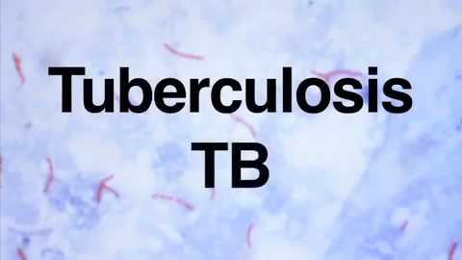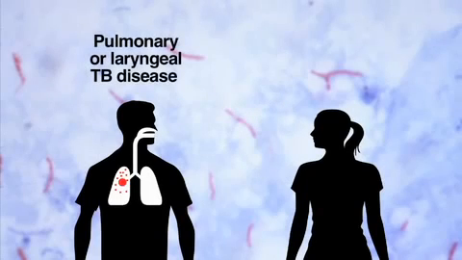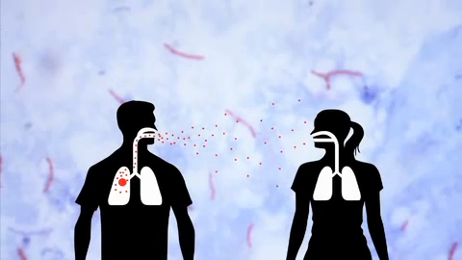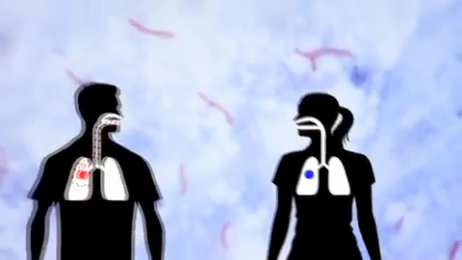Tuberculosis, also called TB, is spread from person to person through the air. People who have pulmonary or laryngeal TB disease can spread infectious particles into the air when they cough, sneeze, shout, or sing. Infection occurs when another person inhales these particles and they reach the alveoli of the lungs.